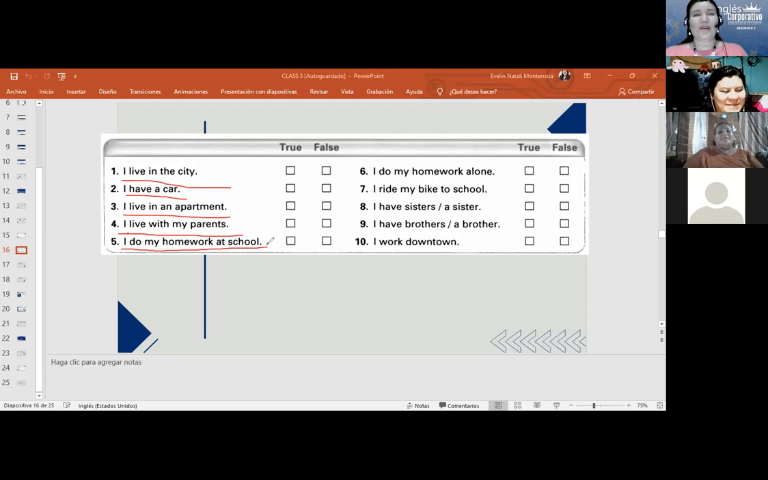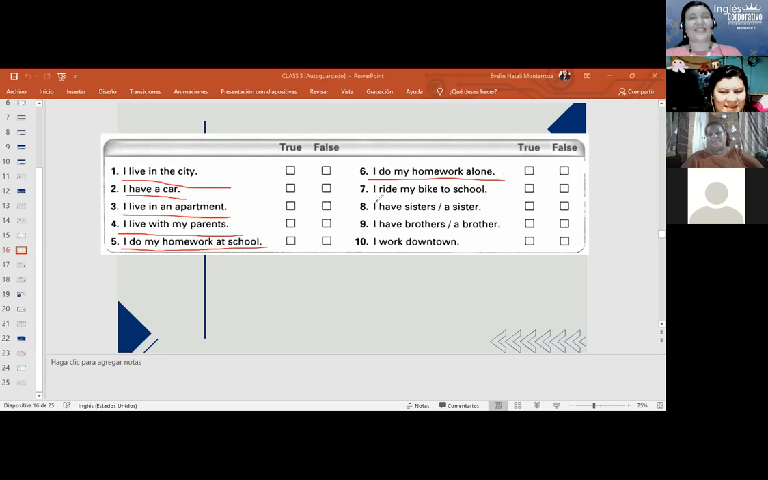I do my homework at school. This one is false for everybody because we don't go to school. The school is in our house right now. Ahorita la escuela la tenemos en la casa. I do my homework alone. Hago mi tarea solo. True or false? True. False. I will believe. Okay, false.